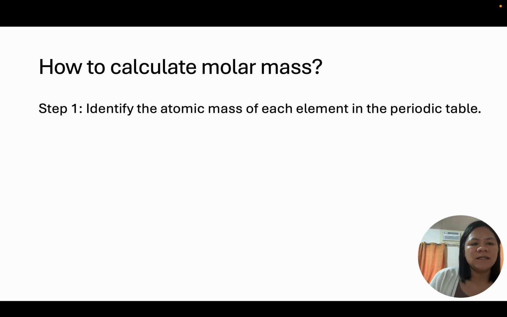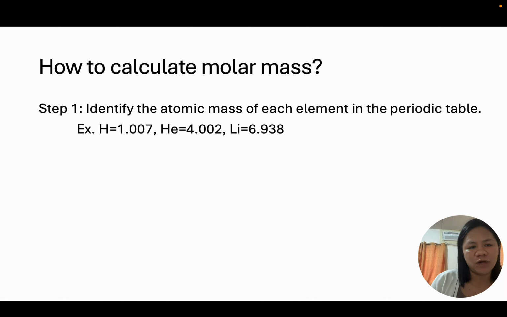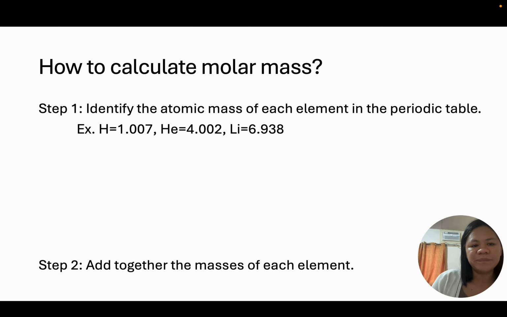mass. Step 1, identify the atomic mass of each element in the periodic table. Okay, so of course, when you look at your periodic table, nakita nyo naman yung molar mass or atomic weight. So this is for hydrogen, 1.007, but sometimes you can just use 1, no, as a whole number. Helium naman, 4.002, lithium, 6.938, and so on and so forth.